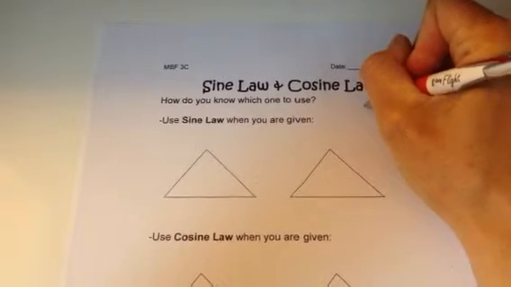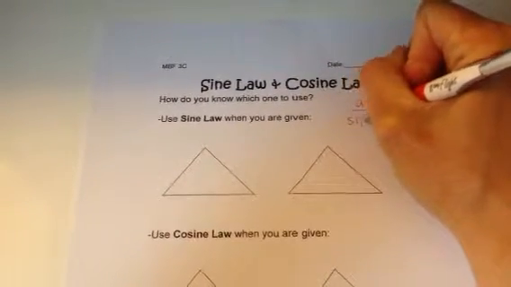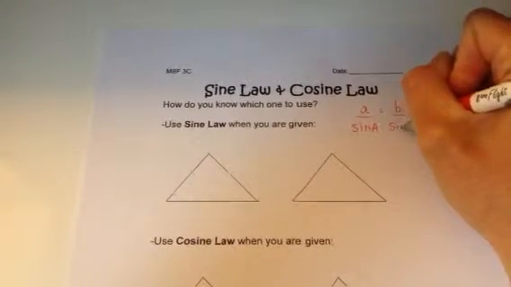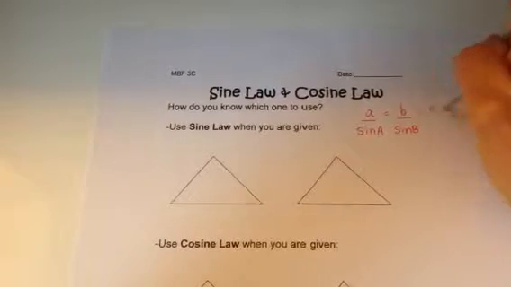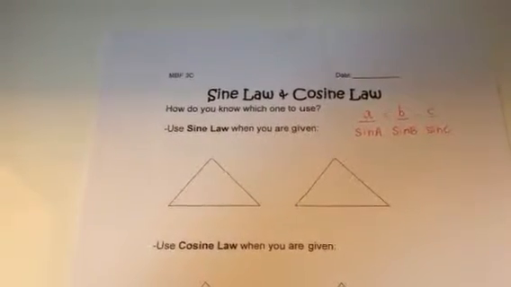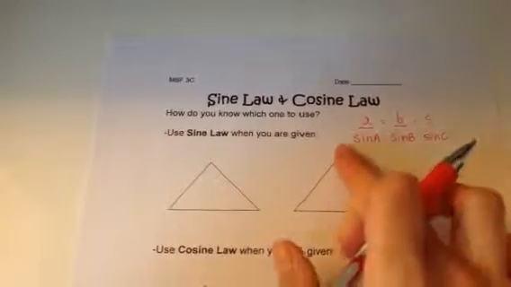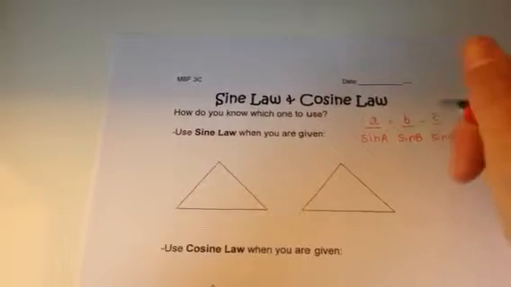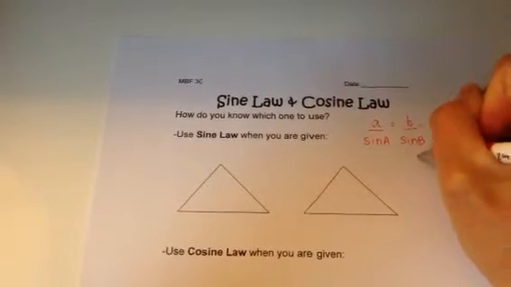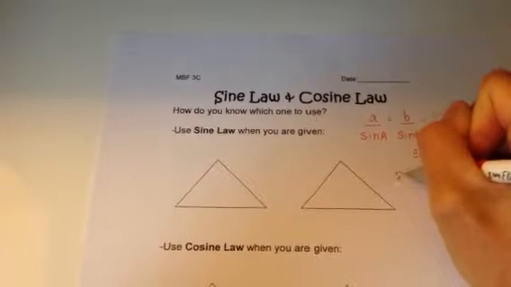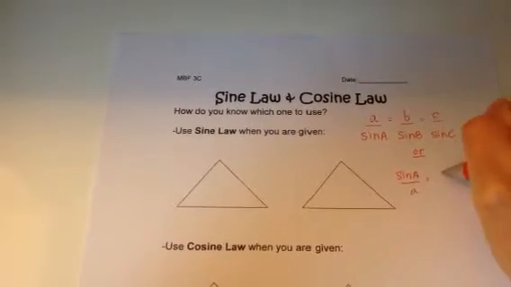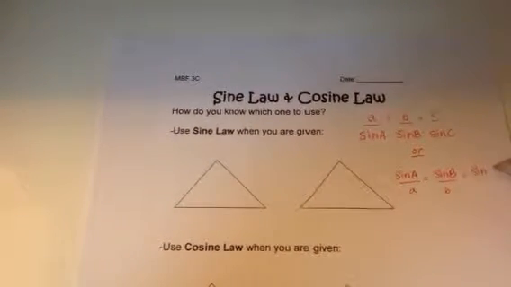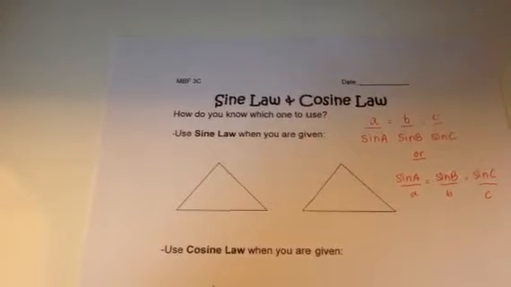So just as a reminder, the sine law is a over sine A, b over sine B is equal to c over sine C. When you're solving, you only use two of the ratios, but they're all equal to each other. Of course, it can be flipped, so the sines can be on top also, or sine A over a is equal to sine B over b is equal to sine C over c.